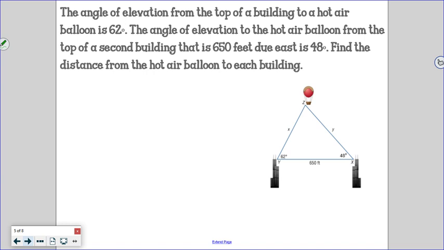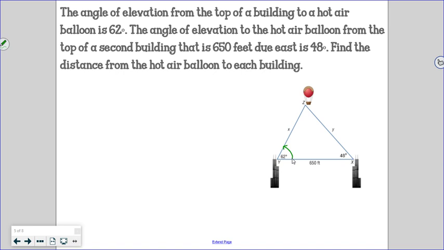All right. Working into some story problems. It says the angle of elevation from the top of a building to a hot air balloon is 62 degrees. And they have that drawn in this picture for us. So the picture can help you draw this situation. Angle Y is marked as the angle of elevation of 62 degrees.